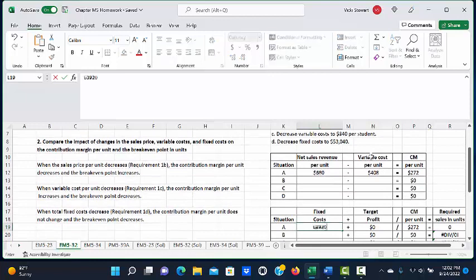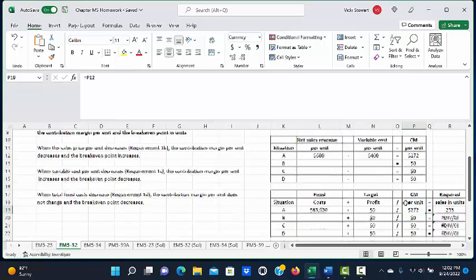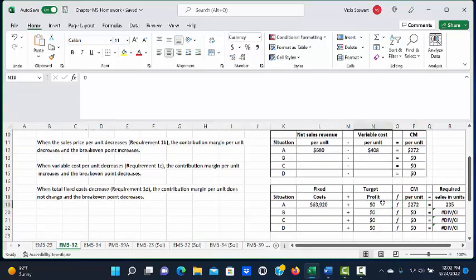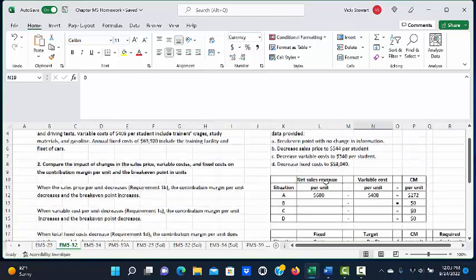Next, we're going to take our fixed costs, which were given in the problem as $63,920, and we're going to divide that by our contribution margin per unit. And since this is our break-even point, our target profit would be 0, and we see that we need to have at least 235 students in order to be able to cover our variable and our fixed cost at the break-even point.